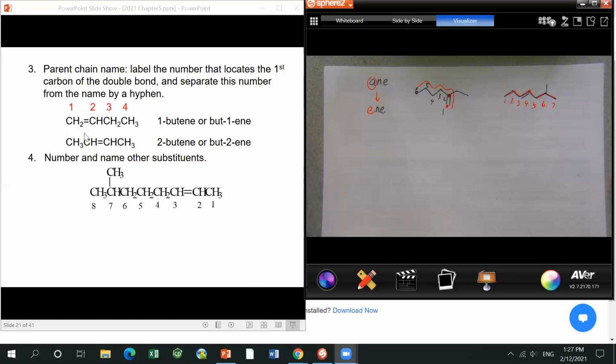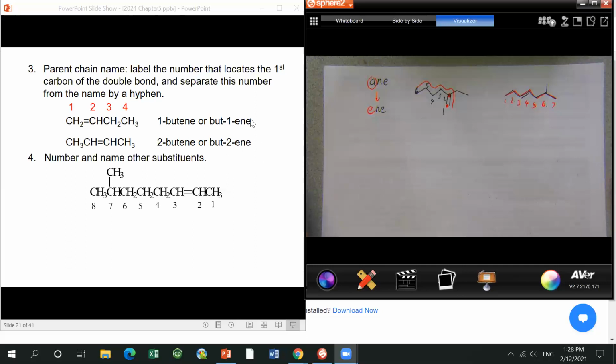So where do you put the number? There are two ways to do it. One way is to put the location number of the double bond before the parent name, so 1-butene, 2-butene. Another way is to put it between the root, but is the root, and the suffix, between these two. Both are fine.